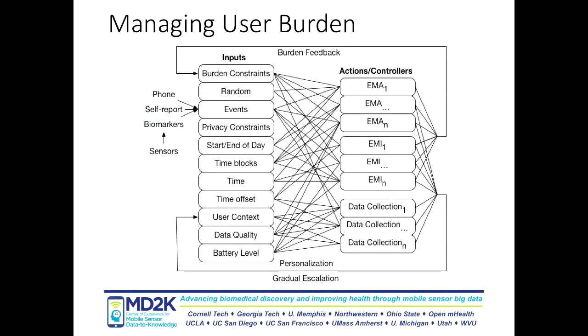In this figure, the diagram, the inputs column enumerates all of the possible choices available in mCerebrum. This includes burden constraints, privacy constraints, the start of the day, end of the day, various timing constraints, or the context, data quality, battery levels, so on and so forth. These inputs are mapped in completely arbitrary ways to a set of actions or controllers, and this is defined as part of a study protocol. Ultimately, the output of an action or controller results in a feedback mechanism back to the input column, and that allows us to adapt the system based on however a user handles the outputs or does not use the system.